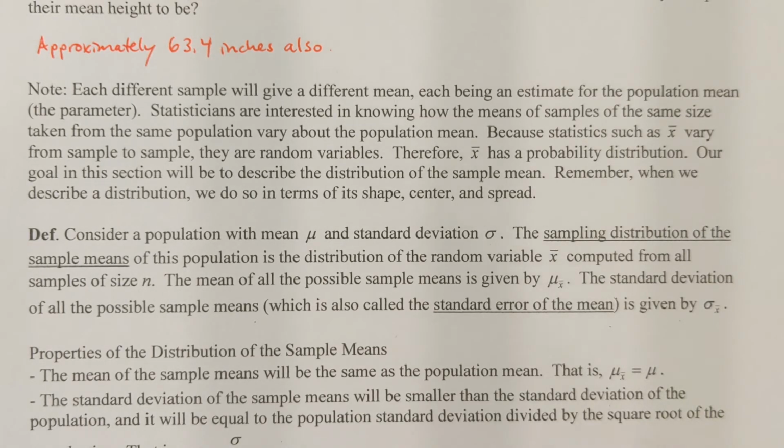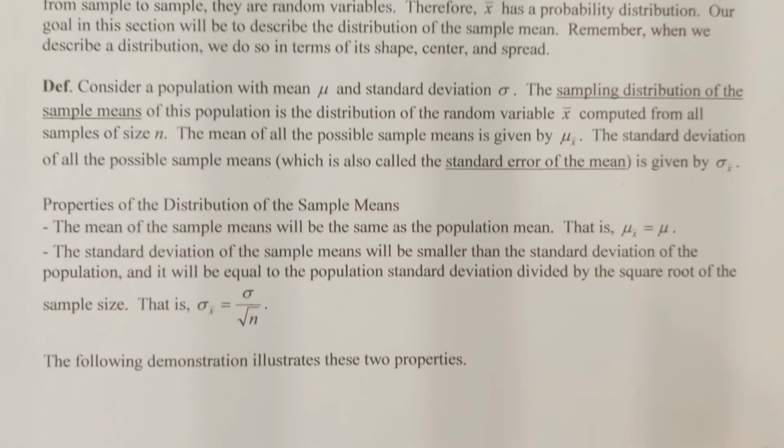Because statistics such as X bar vary from sample to sample, they are called random variables. So X bar is going to have a probability distribution, and the goal in this section is going to be to describe the distribution of the sample mean. Like how do these means compare to the actual mean, and how do they vary about the actual mean? That's going to be the goal in this section. Remember that when we describe a distribution, we do so in terms of the shape, the center, and the spread.